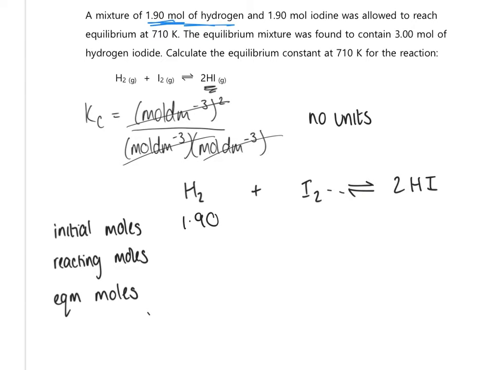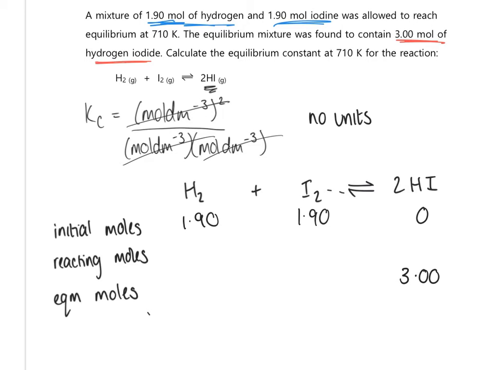So I write that underneath my hydrogen. And how many of iodine do I have? Right, just the same, 1.9 of iodine. And then what's the initial moles of my hydrogen iodide going to be? 0. Yeah, 0. Initial moles of your products are always going to be 0. Alright, the other information I'm given in the question is that at equilibrium I have 3 moles of my hydrogen iodide. So I can write that in my equilibrium moles. So the equilibrium moles of hydrogen iodide is going to be 3.00 moles. Okay, what does that mean the reacting moles of hydrogen iodide is going to be?